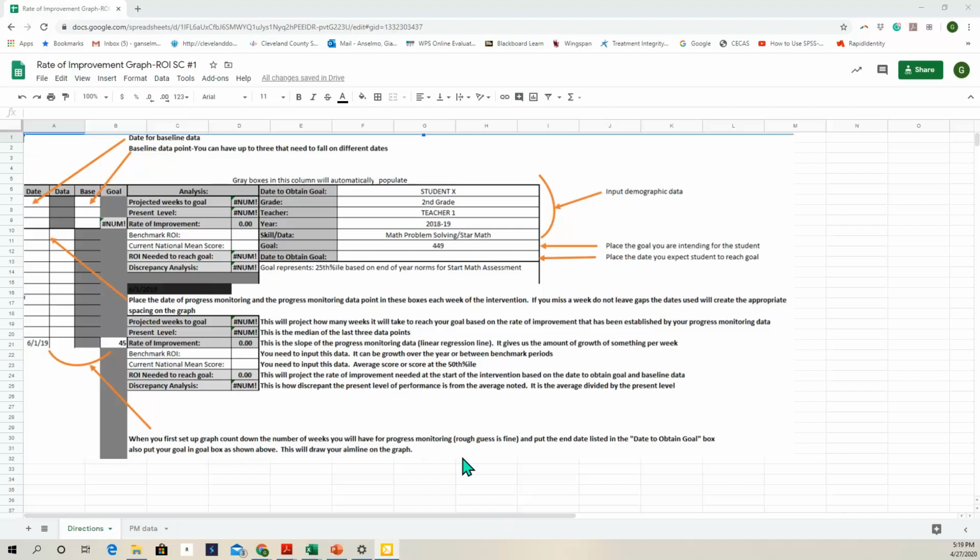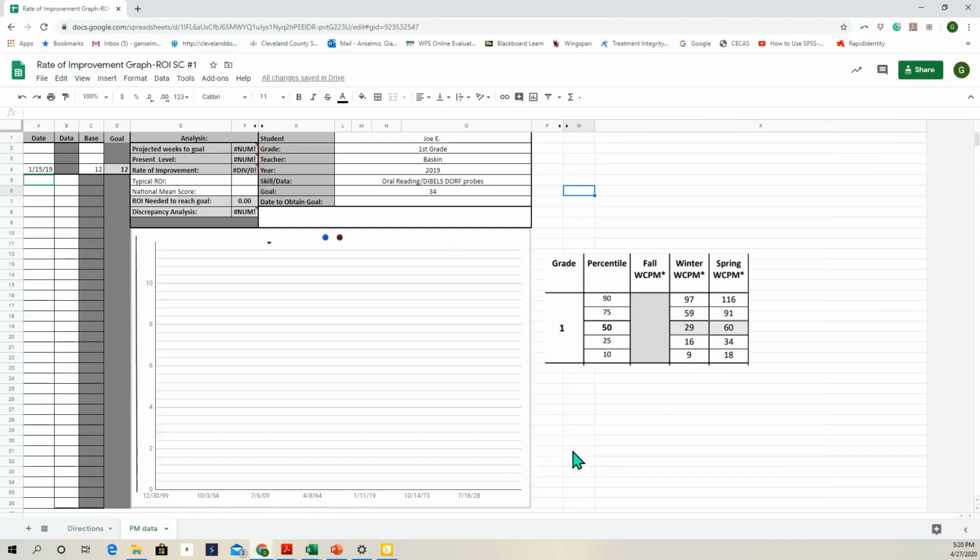Okay, what I'm going to do is take you through this rate of improvement graph. What you'll notice first is that the first tab is directions. So you can basically use this first tab if you forget something or to learn about what a box is. When you jump over to the progress monitoring, the PM data, this is everything that you need. Now, I will direct your attention to this box over here. This is not normally here. I put this here so that you can see where I get some things from the National Oral Reading Fluency norms, because there's a couple of things that we need to fill in.